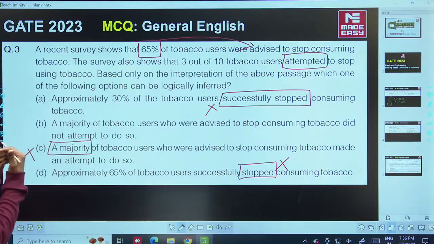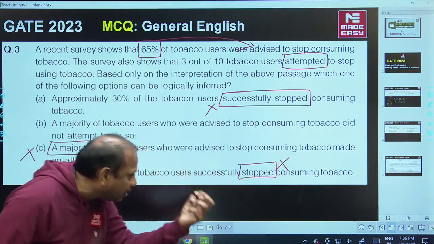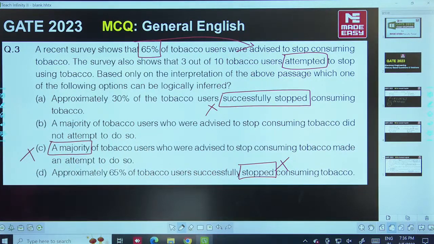So if you eliminate option A because of successfully stopped, eliminate C because of majority, 30% cannot be majority, 3 out of 10, right? And then option D should be eliminated because it is saying that they stopped. No, it is not about using or stopping. It is being advised, 65%. Then what are you left with? B. That is the answer. And we also need to have a plausible, convincing explanation as to why B is right.